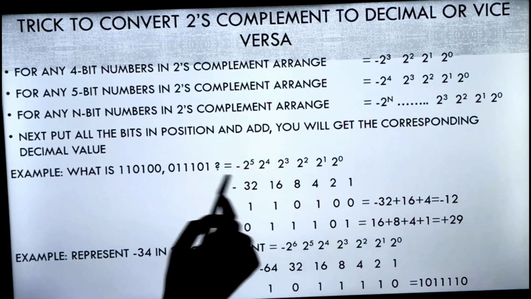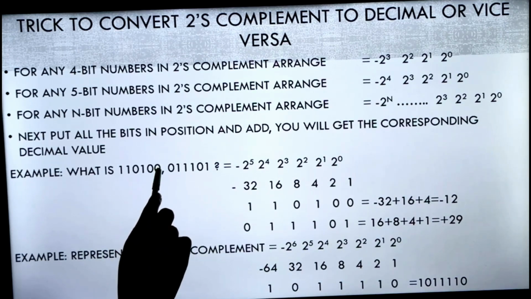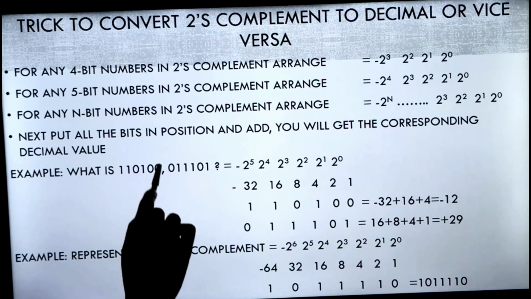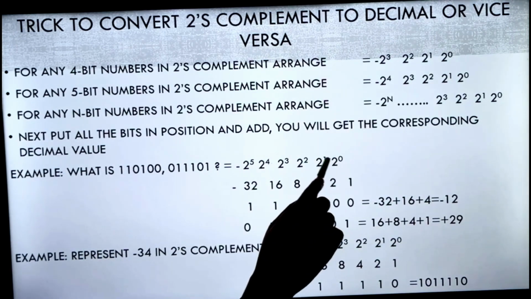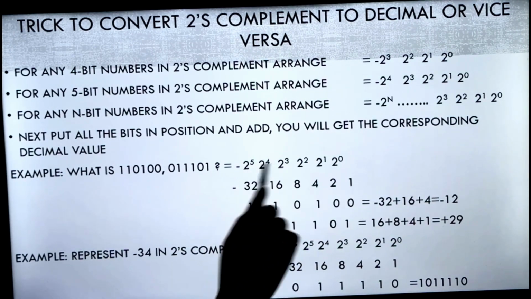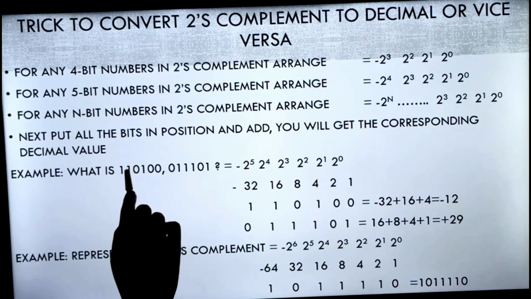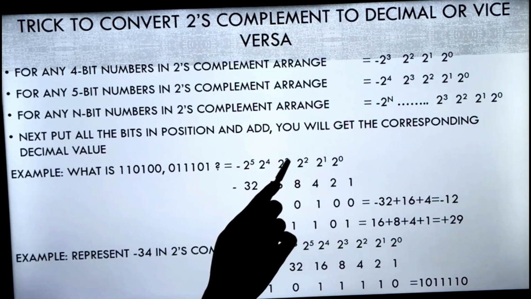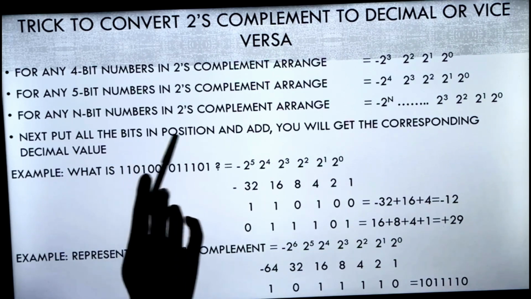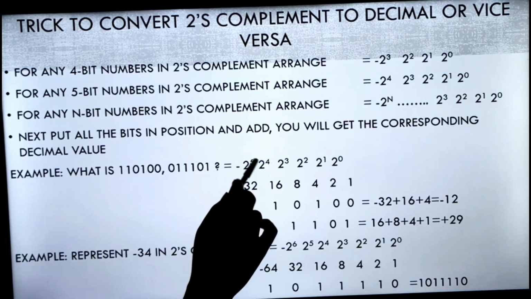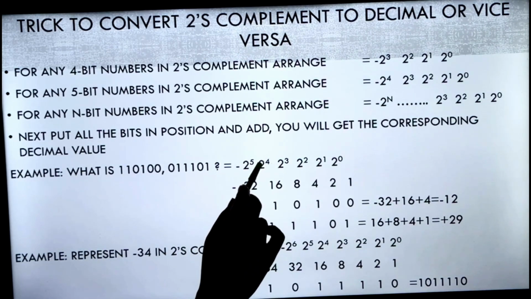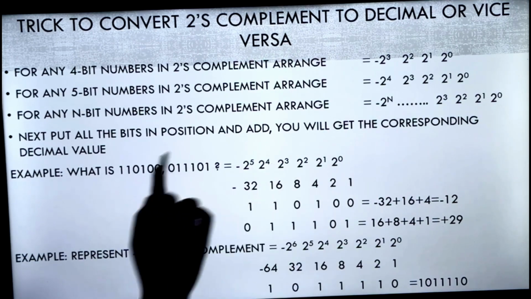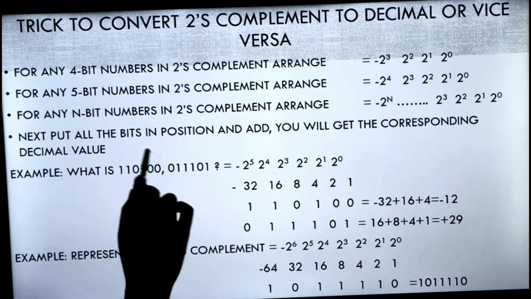So how to do that? How many bits are there? Check it: 1, 2, 3, 4, 5, 6. That means I can arrange the numbers like this: 2 to the power 0, 1, 2, 3, 4, 5. So last one will be negative, rest all are positive. So minus 2 to the power 5 means minus 32, right? Rest 16, 8, 4, 2, 1. Now put all these bits in the positions, you will get the result.